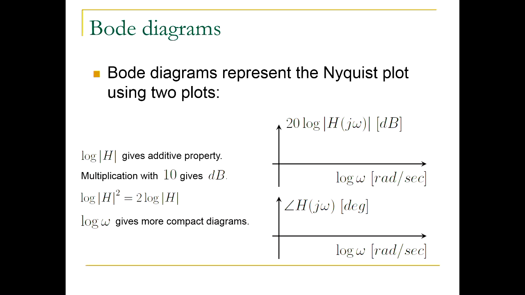Why the factor of 20? Well, this comes from historical reasons. It's like a square of a symbol is like a power, so they were trying to plot powers. That's not so important. Think of this as a convention, which we will use to plot 20 logarithm of the magnitude of H and just the phase versus the logarithm of omega. This is what Bode diagrams are.